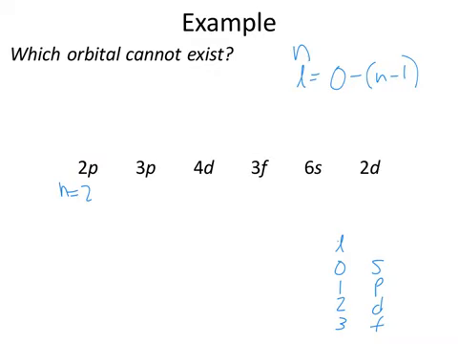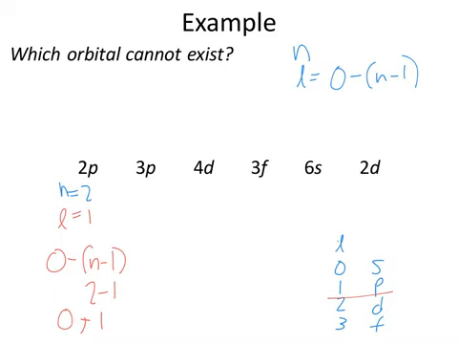Okay, and our L value, because this is a p orbital, if we go over here, that's going to be equal to 1. Now, does that work? Well, sure, because if we had 0 to n minus 1, 2 minus 1 is 1, so 0 or 1 you can have as your two L values, and sure enough, our L value is 1, so that works there. Let's look at 3p.